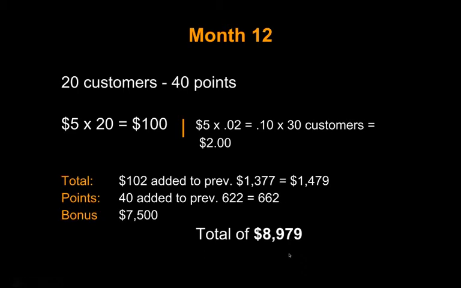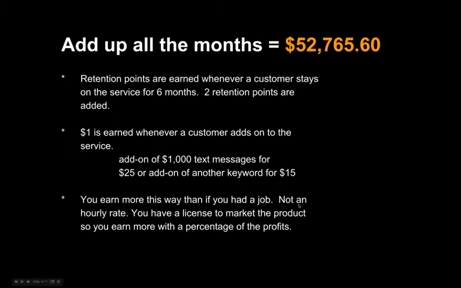Now, at this point, he's been doing marketing text alerts for a whole year. So we're going to add up all the months from month 1 through month 12. And this is what it comes to. $52,765.60. Now, this number is before taxes, of course, because you are an independent contractor. So you will get a 1099, and you will be responsible for paying your own taxes.